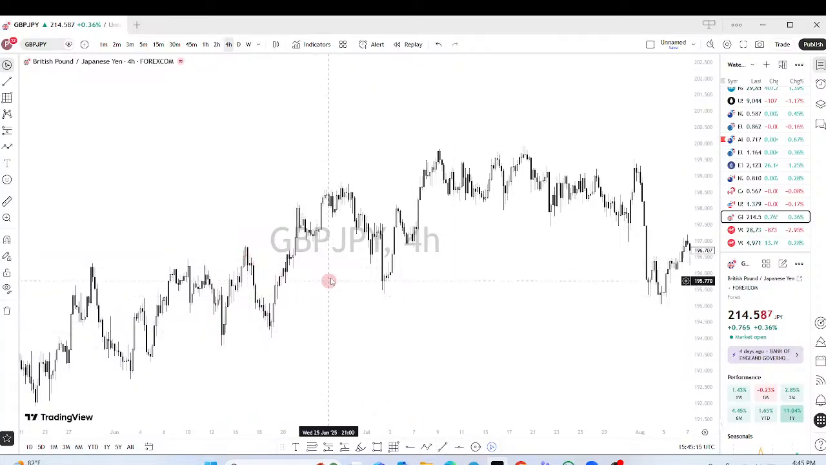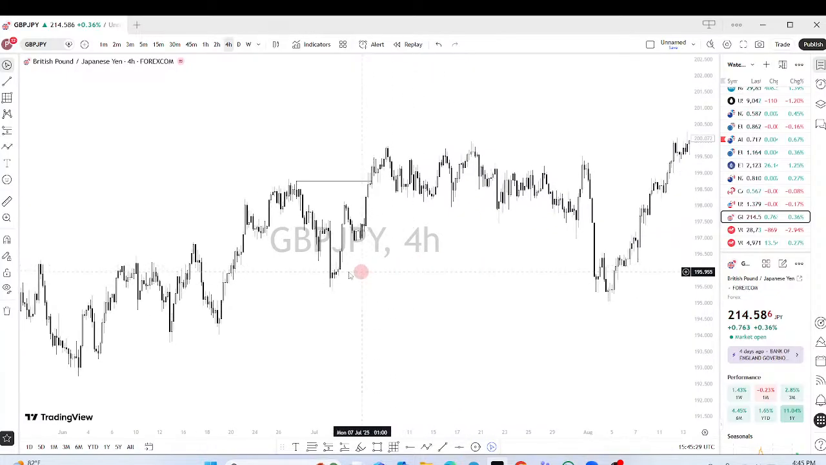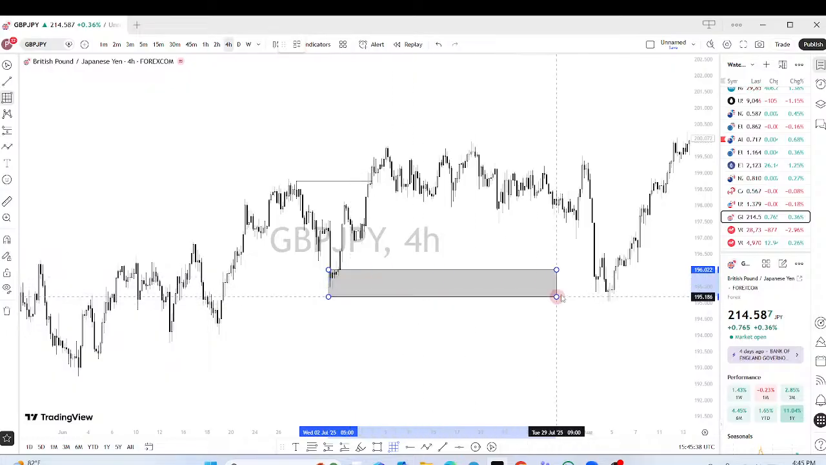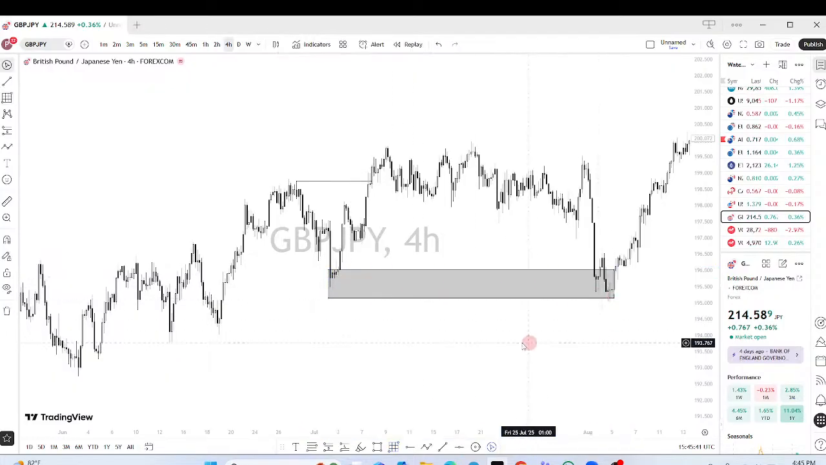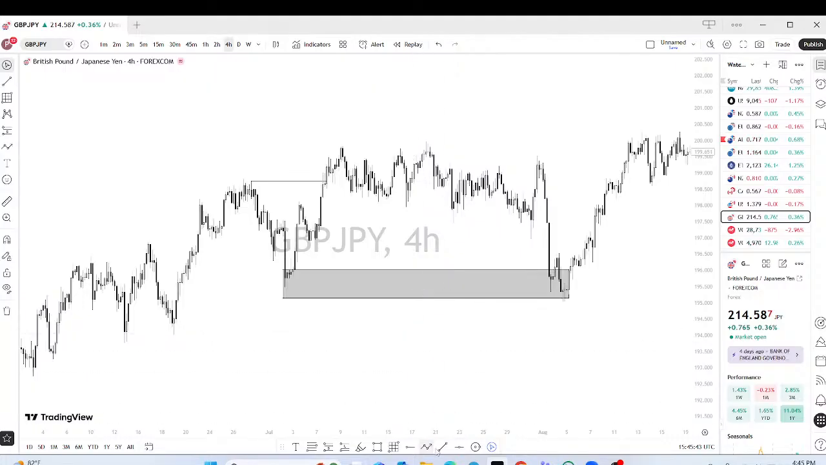So we have this breakout structure here. Where is our other block? Where is the level that caused that breakout structure? This one, right? Since we have a lot of candles here, we'll be marking this zone. And this, where is our liquidity? See our liquidity here.